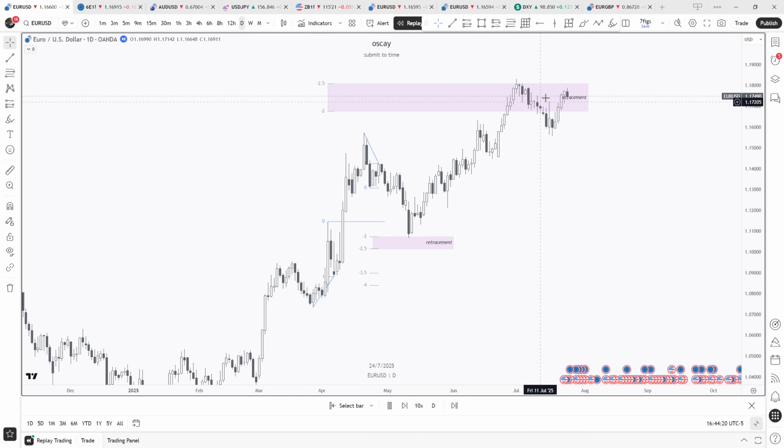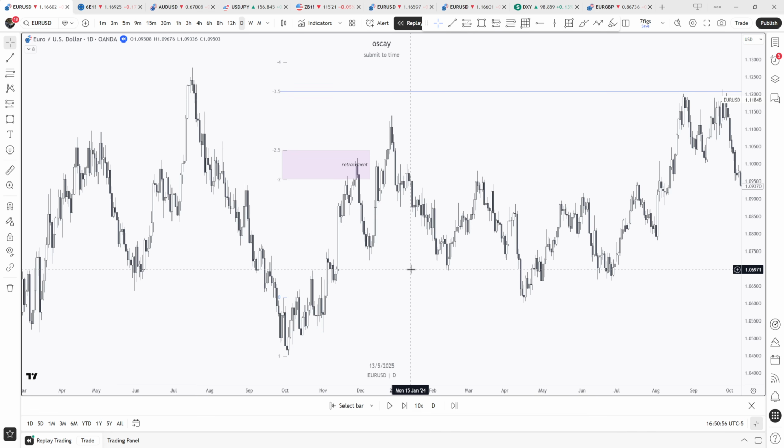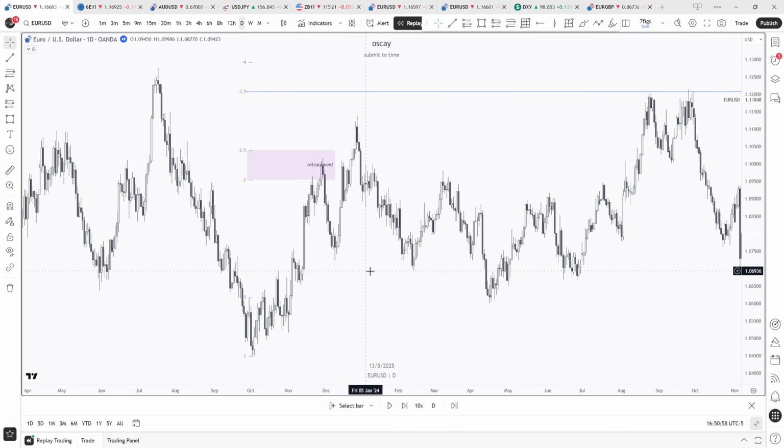And bang, we hit our retracement area. Is that a coincidence? I don't know, bro. You tell me. I'm gonna keep it a buck. I'm gonna freestyle this one. I can't be bothered to find examples.